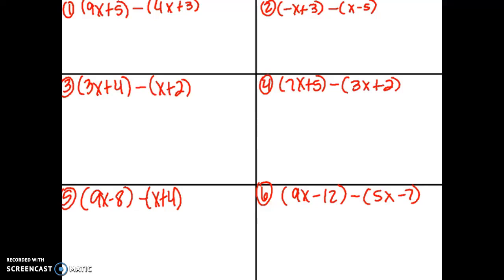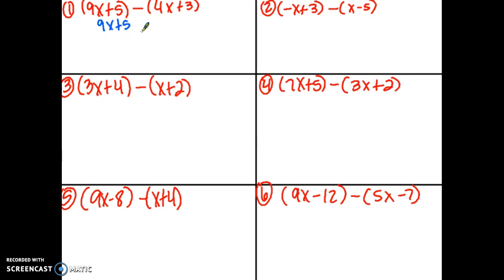Alright, so when you are subtracting linear expressions, you do the same thing as if you were adding them. You go through and see if there's anything that you need to distribute so that you can rewrite it without parentheses. When you rewrite your expressions without parentheses, then you can combine like terms. So, 9x plus 5, there's nothing outside the parentheses, so I'm just going to rewrite 9x plus 5.